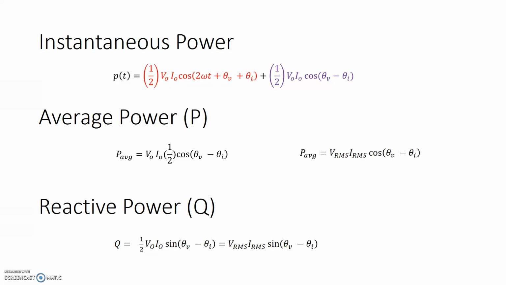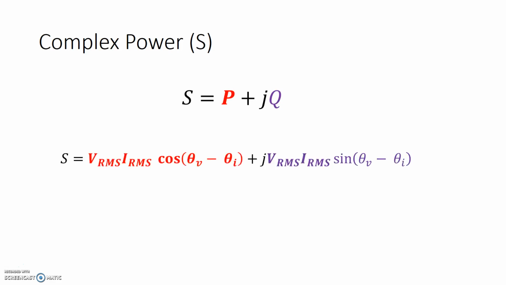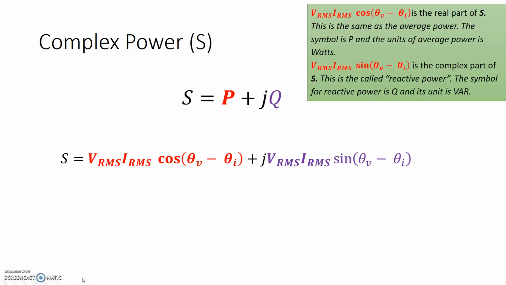Well, there's something called complex power, which basically takes these two powers, the P and the Q, and rewrites it as the following. So the complex power, which has a symbol of S, is basically P plus jQ. Now P is, so I'm going to write only in terms of VRMS, IRMS, and the cosine, whereas Q is VRMS, IRMS, and the sine of the difference between the voltage and the current phases. So this is the real part, and that's the imaginary part of S.